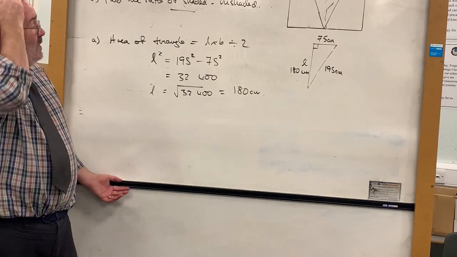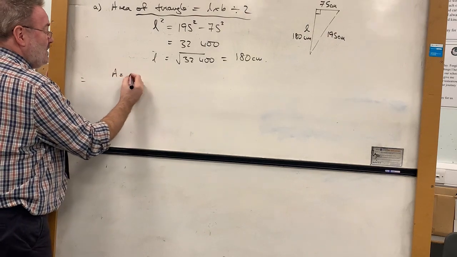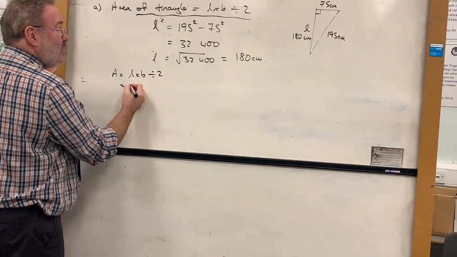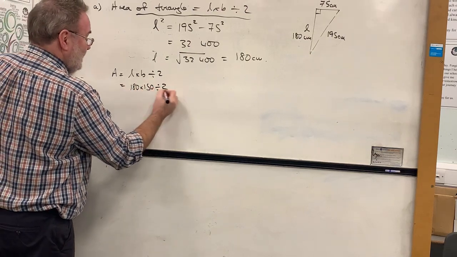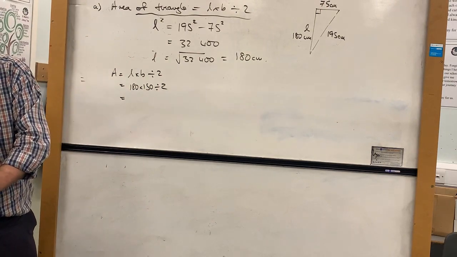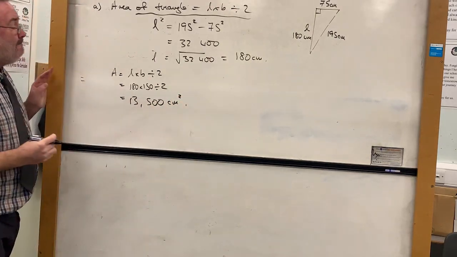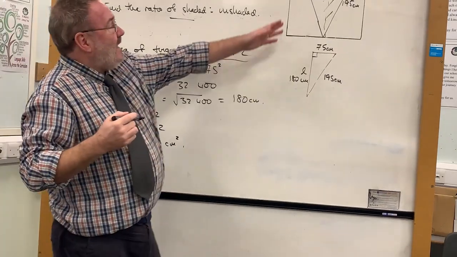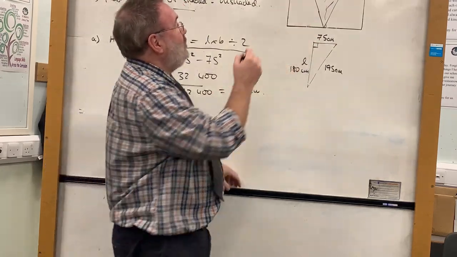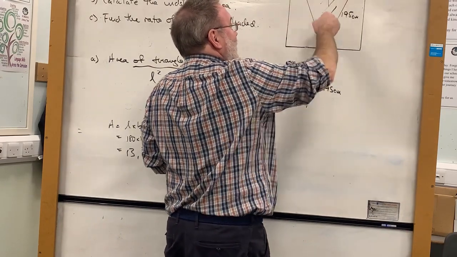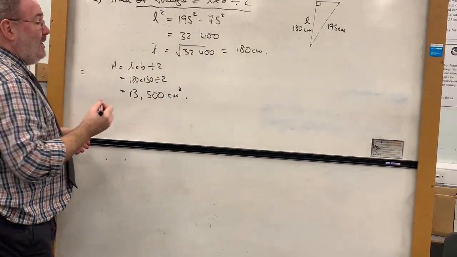So that being the case, we can then work out the area of the triangle. Now the area of the triangle is going to be length times breadth divided by 2, which is going to be 180 multiplied by 150 divided by 2. I'll check my working for that, that gives us 13,500 square centimetres. Again, what we did was we broke the triangle down the middle to get the length. Once we know the length, we can use length times breadth divided by 2 to get our area. Okay, so that's part A done. Now part B.